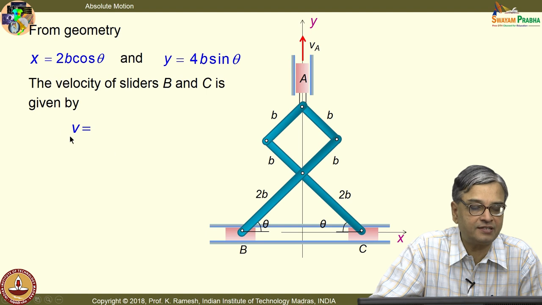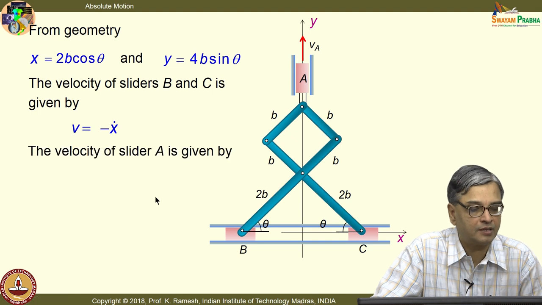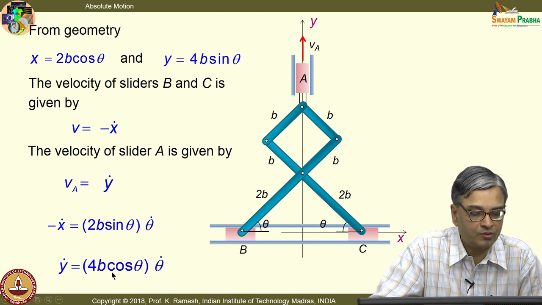The velocity of sliders B and C is given by v equal to minus of x dot, because we know very well that when I move up, C will move in the negative direction of the axis, minus x dot, and we have a relationship x equal to 2b cos theta. So, the velocity of slider is given by minus x dot equal to 2b sin theta theta dot, and VA is y dot, and y dot equal to 4b cos theta theta dot from this expression.